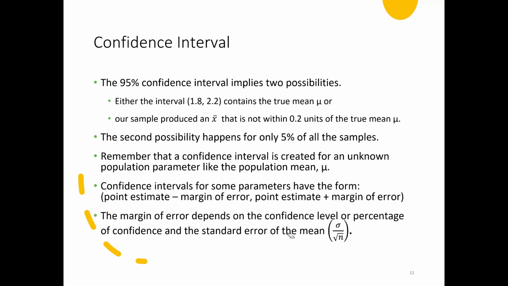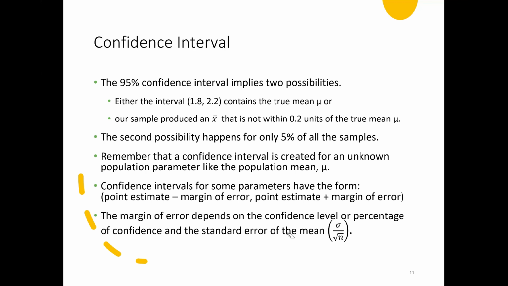Remember that a confidence interval is created for an unknown population parameter like the population mean mu. Confidence intervals for some parameters have the form: the point estimate, which is either the mean or the proportion of the sample. Point estimates are calculated from a sample. We do not look at confidence intervals for standard deviations, by the way. The point estimate minus the margin of error, the point estimate plus the margin of error.